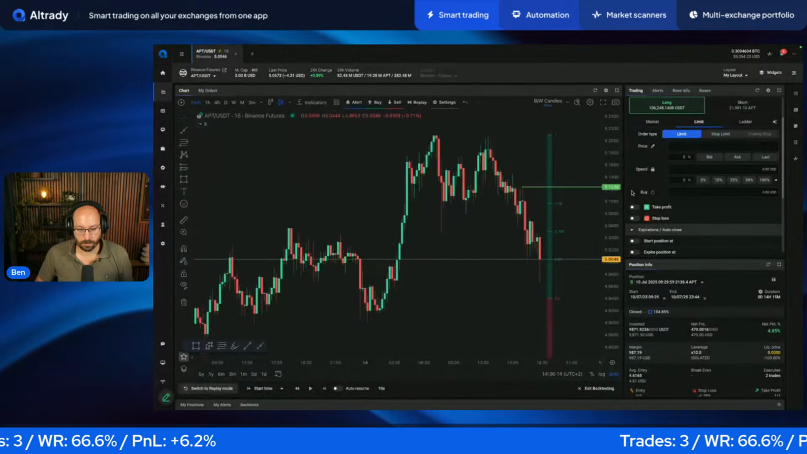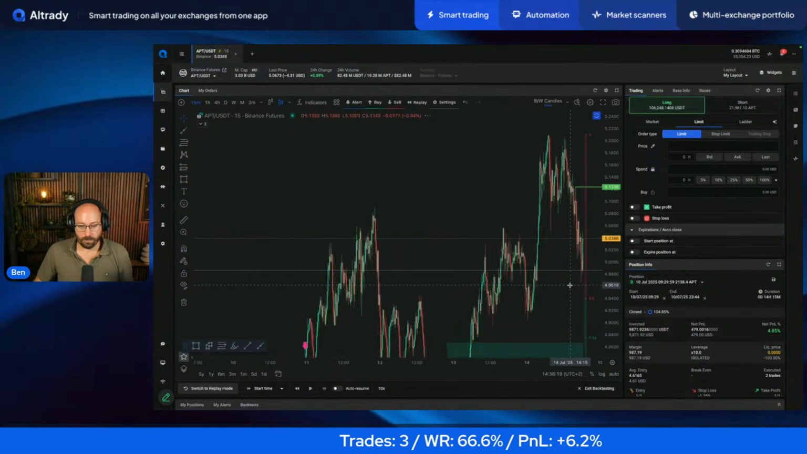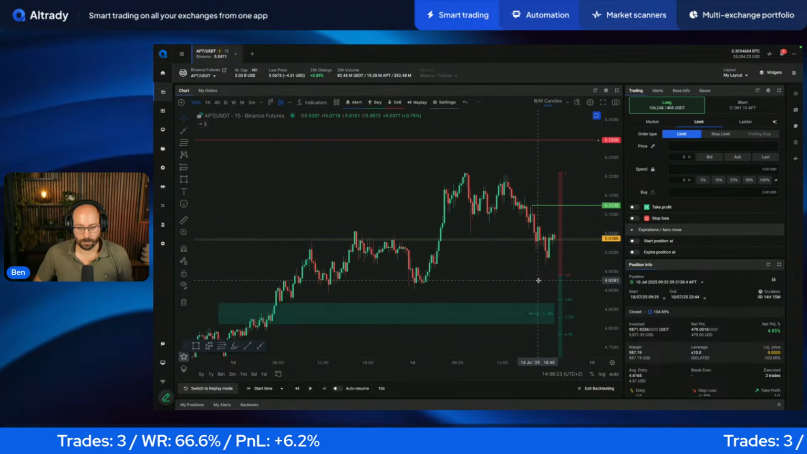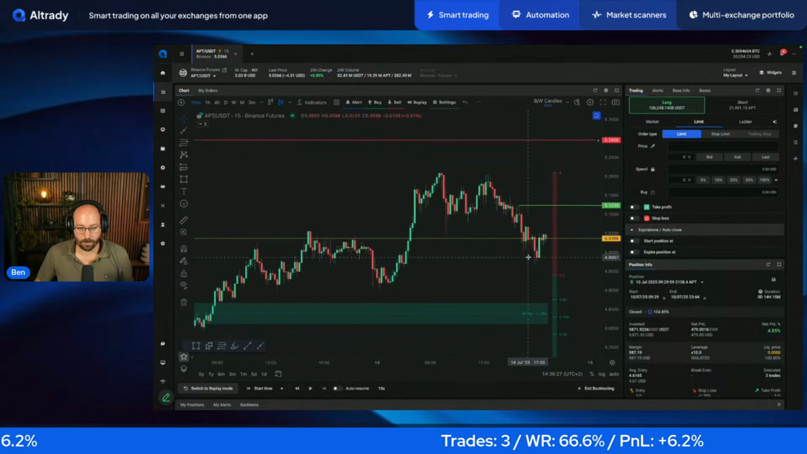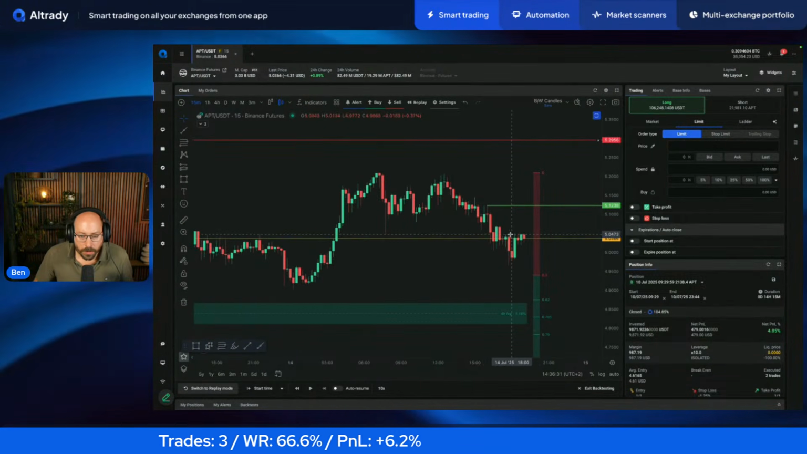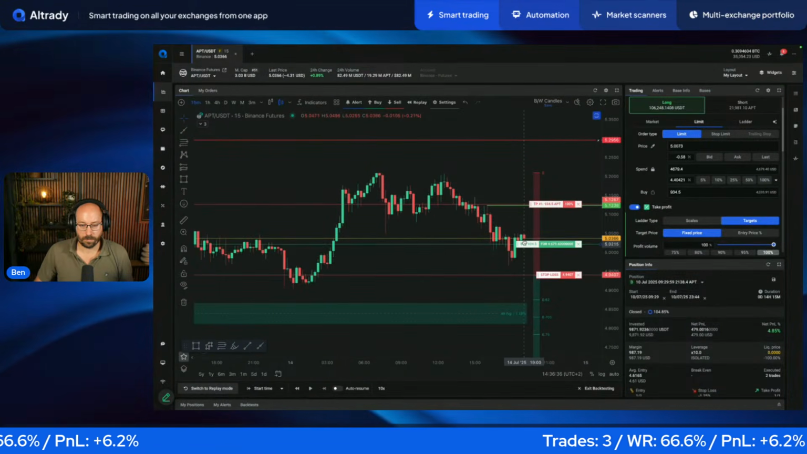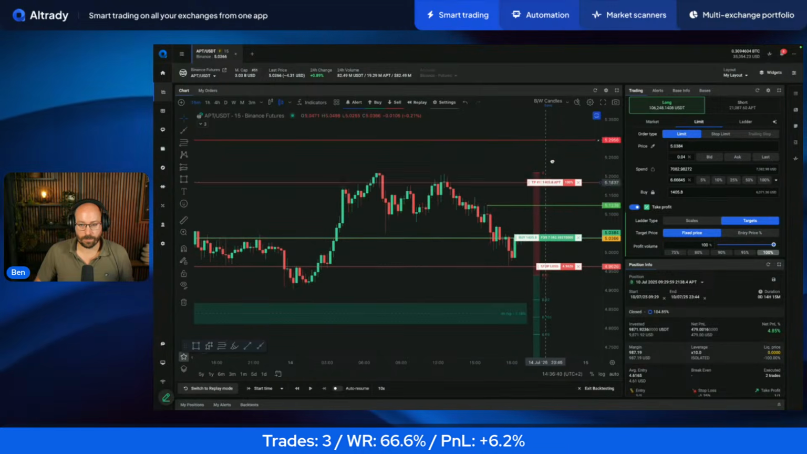Or not. Yeah, so there was the other one, right? Here you had the fair value gap. Yeah, so we can enter. Yeah, we can enter, if we can find a target, that is.